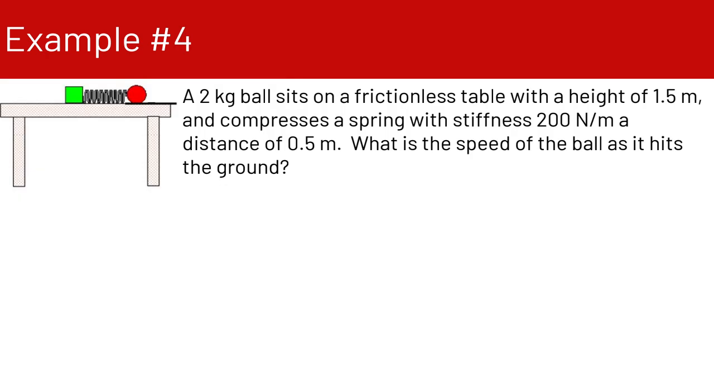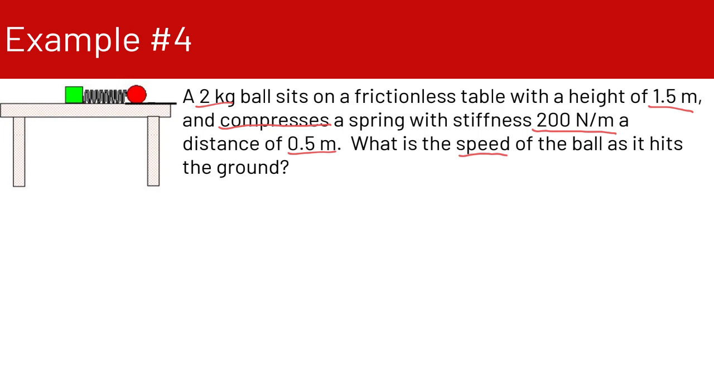Okay, and finally, example number 4. We have a 2 kilogram ball that sits on a frictionless table with a height of 1.5 meters and compresses a spring with a stiffness of 200 newtons per meter, a distance of 0.5 meters. So we want to know what is the speed of the ball as it hits the ground.